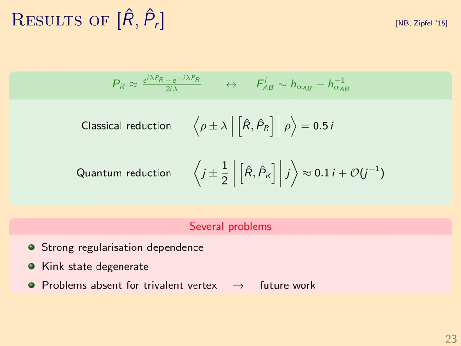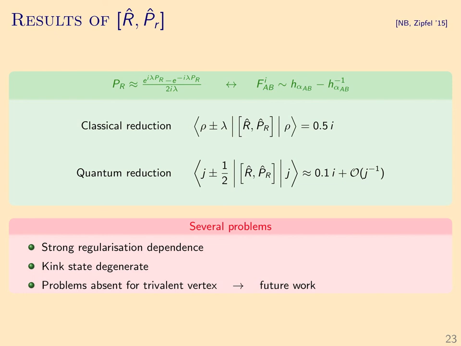These problems could partially be cured by choosing a proper regularization. You can do the factor ordering in such a way that most of these problems go away, and then you get the qualitatively correct result, as we see in the green box. However, it is still numerically off, quantitatively off, and this is not surprising because we can only correct this qualitatively so far. The good thing, however, is that these degeneracy problems are absent if you consider higher valent vertices, for example the trivalent vertex.